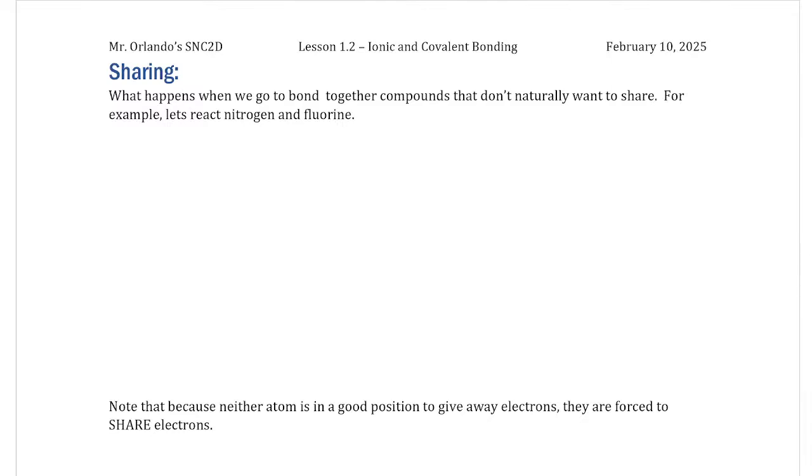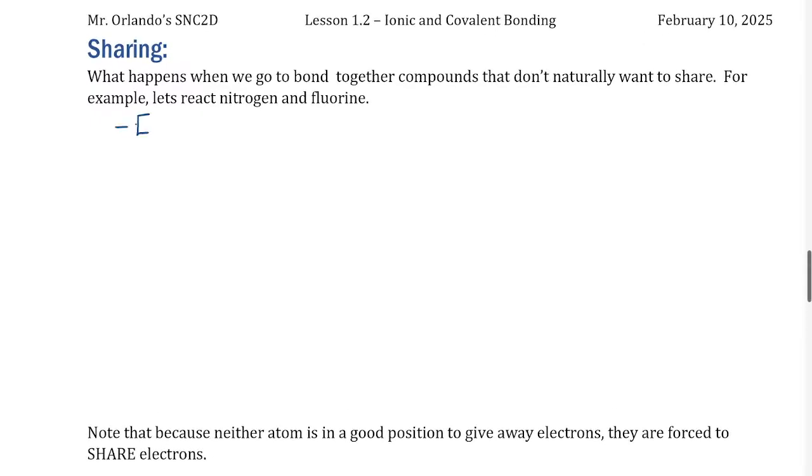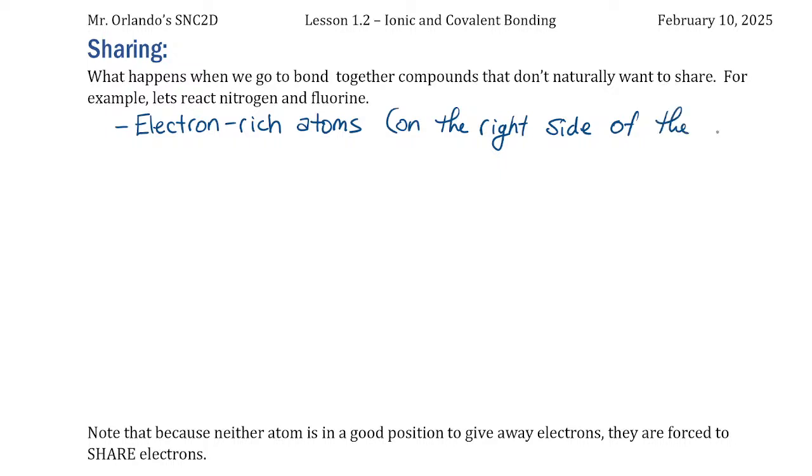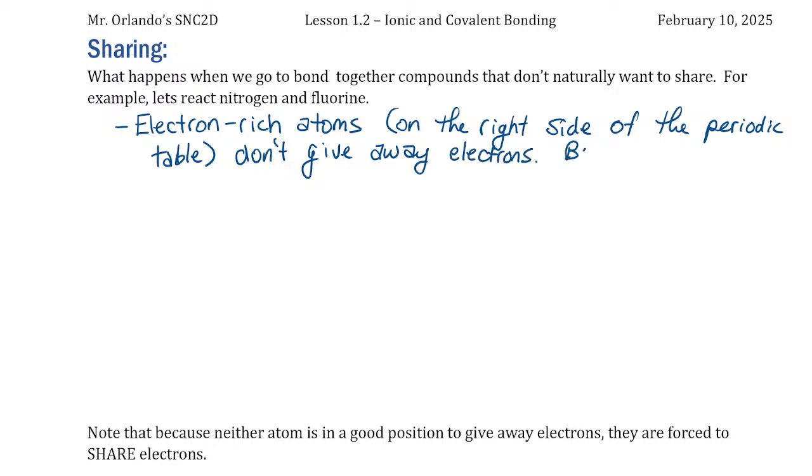So, for example, if we have nitrogen and fluorine, we're just going to make a little note here and say electron-rich atoms, which are the ones on the right side on the periodic table, don't give away electrons. But they will share electrons with each other.